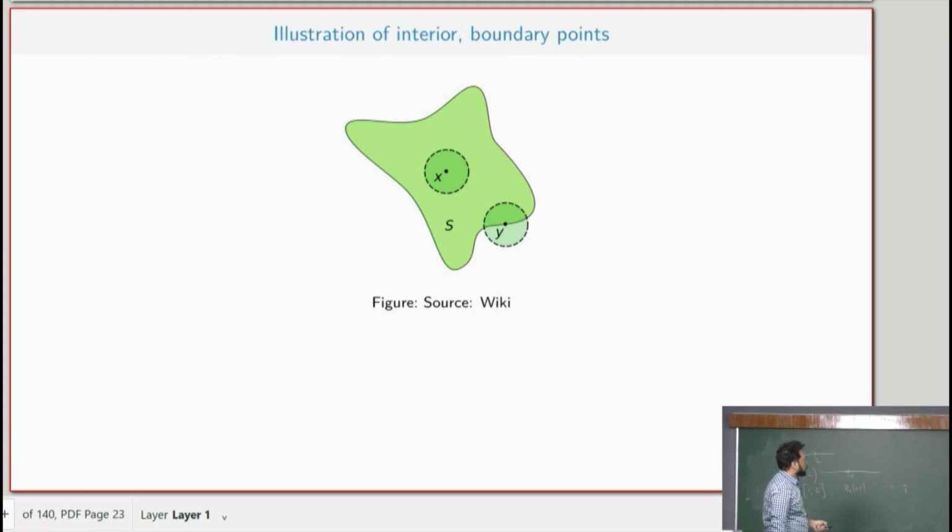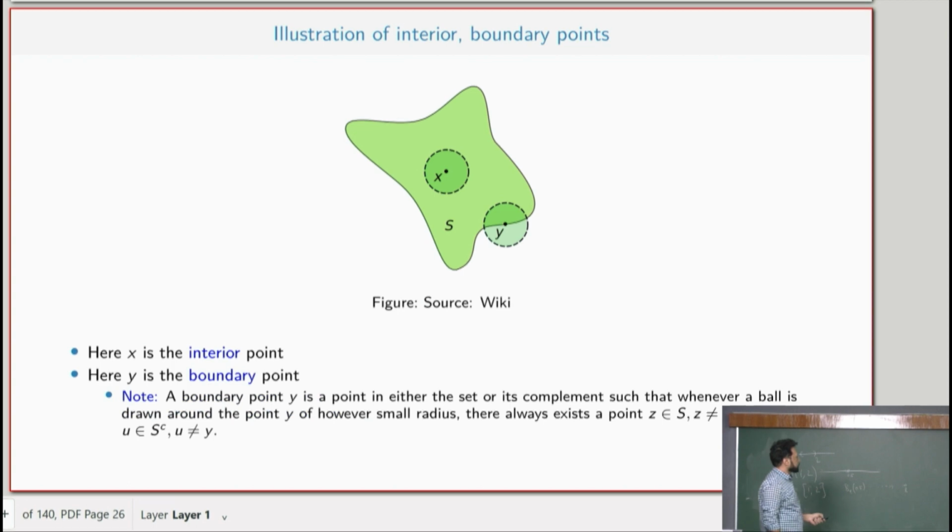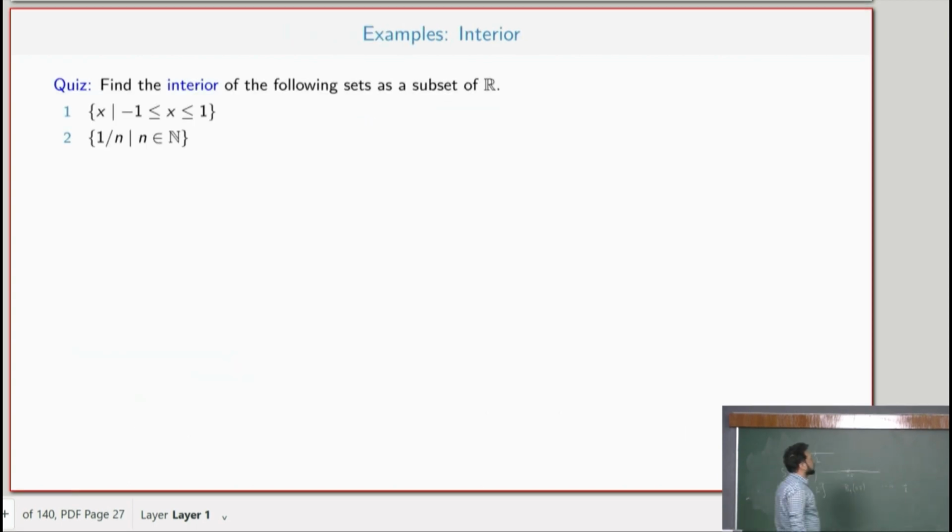So we can visualize these things with a figure. x is an interior point because I could find a ball of radius epsilon, however small, it doesn't matter, so that the whole ball is inside the set S. So x is an interior point here. y is a boundary point because whenever I take any ball, it always intersects S as well as the S complement. That's a very intuitive way to understand boundary points and so on. So here x is the interior point, y is the boundary point. You can do these small examples just to get used to these things. So find the interior of the following sets as a subset of R.